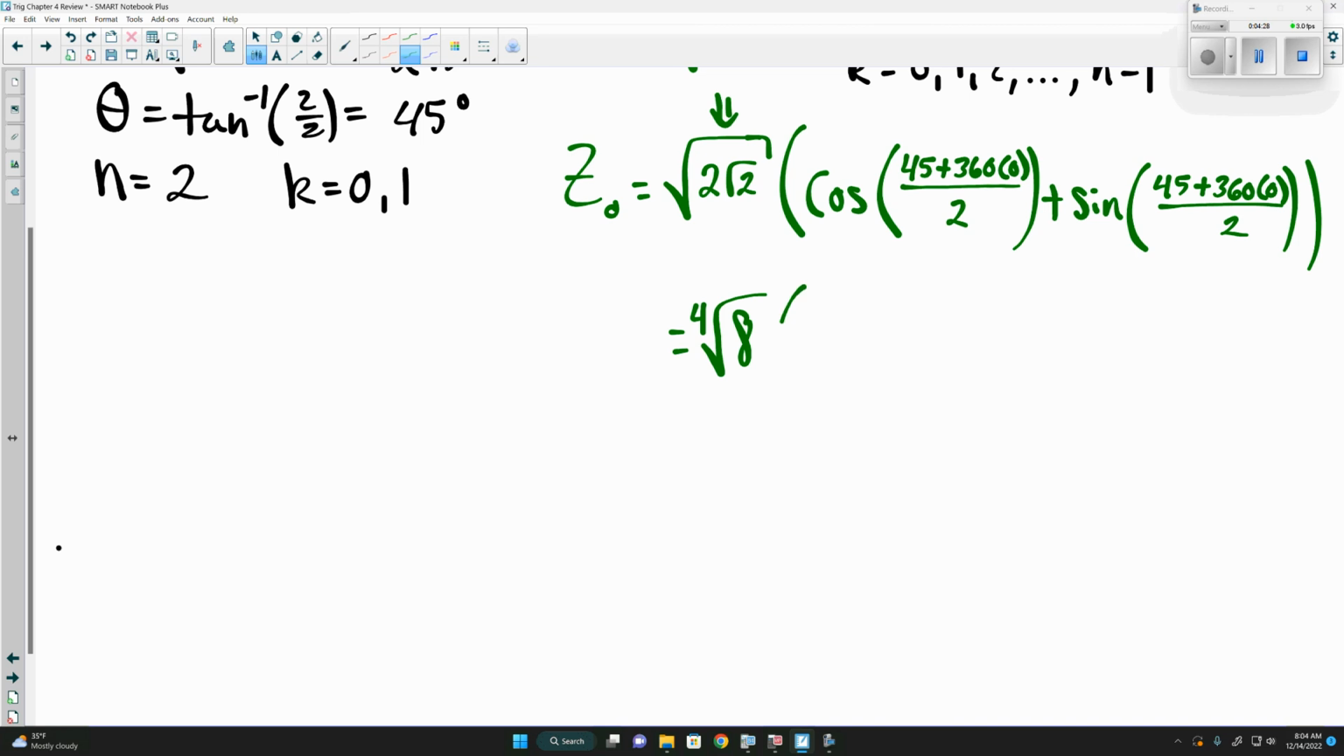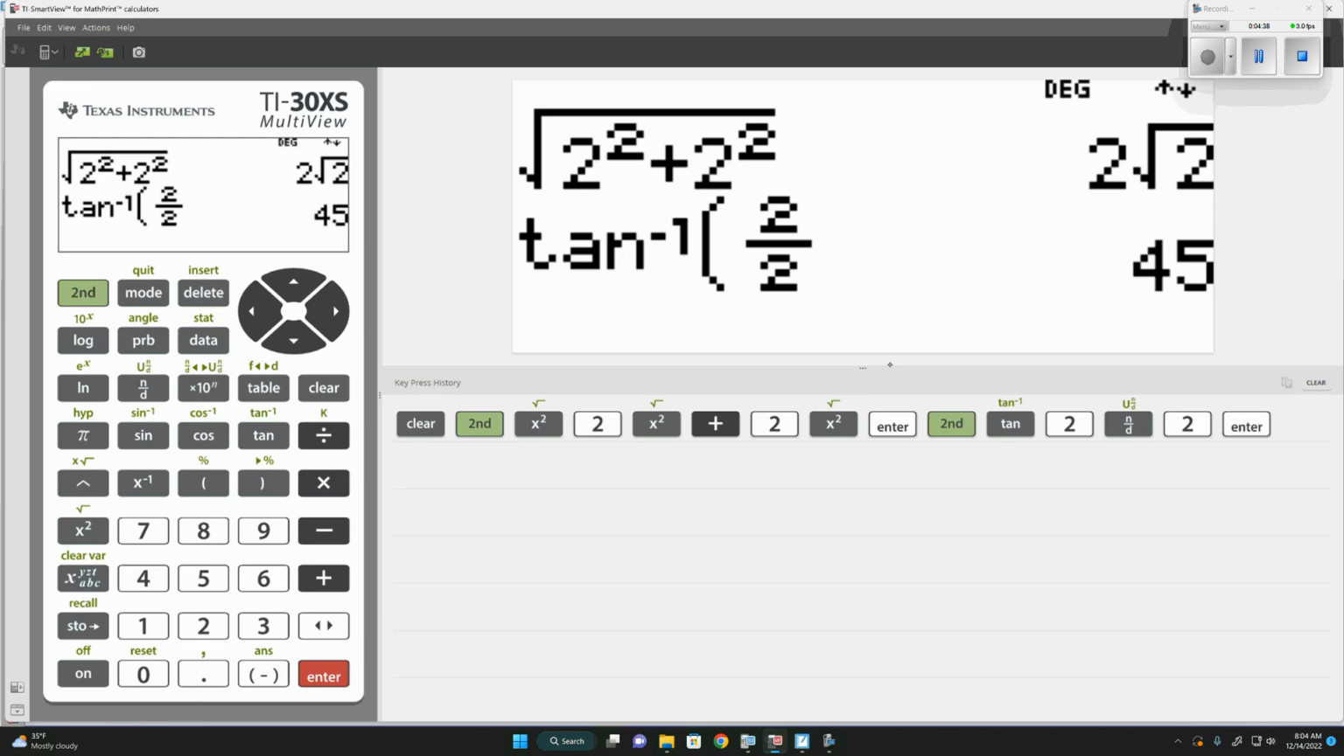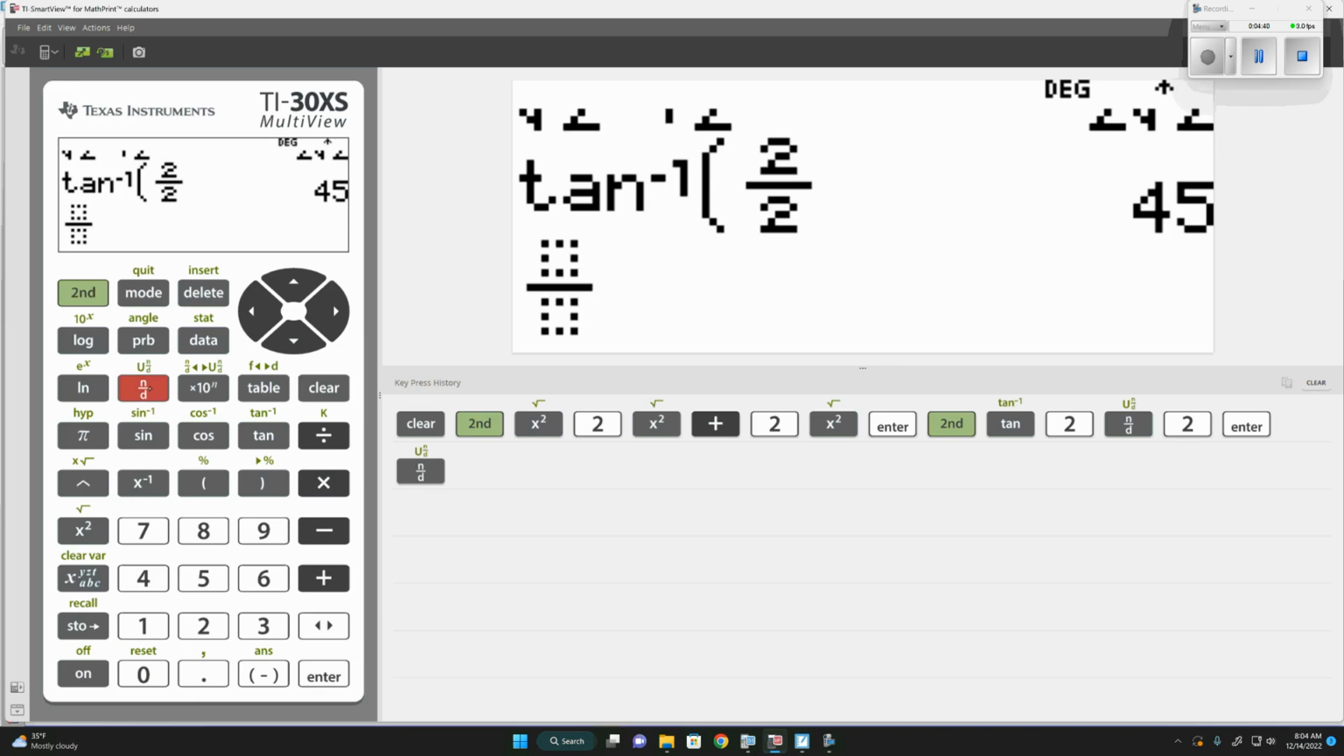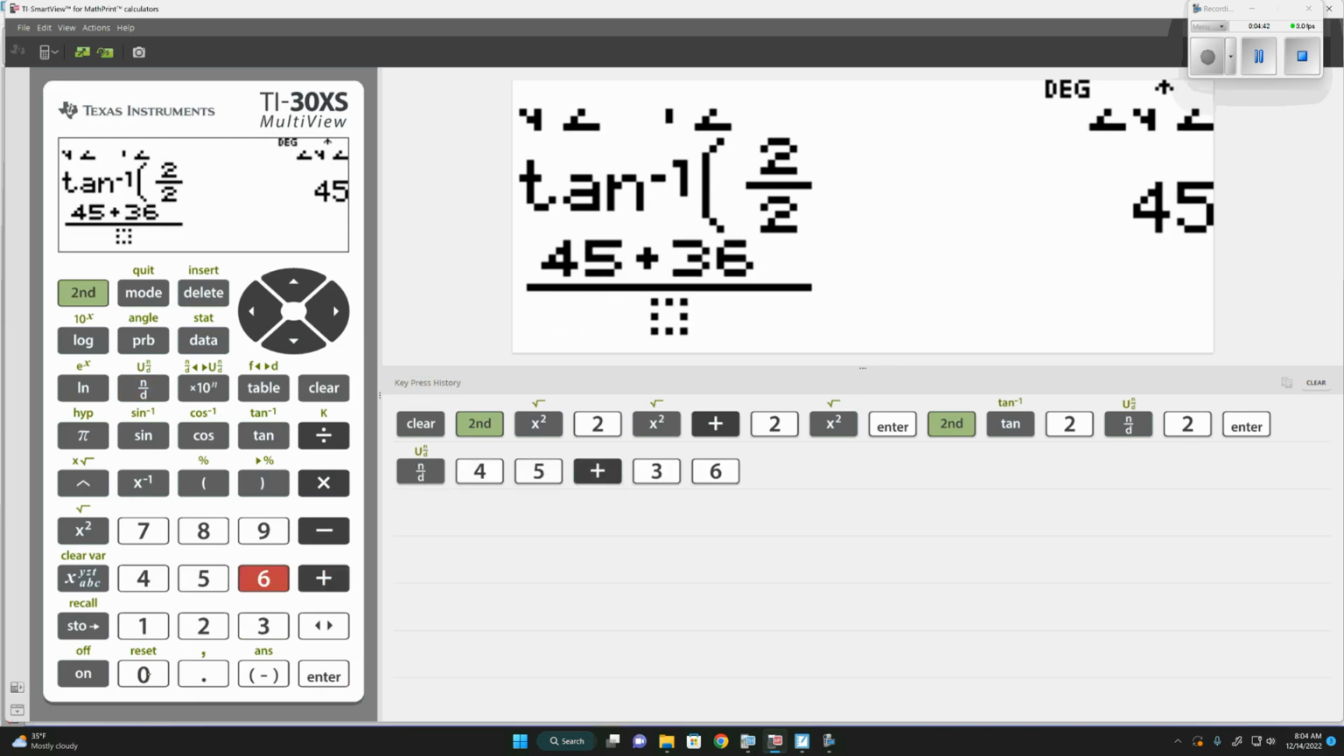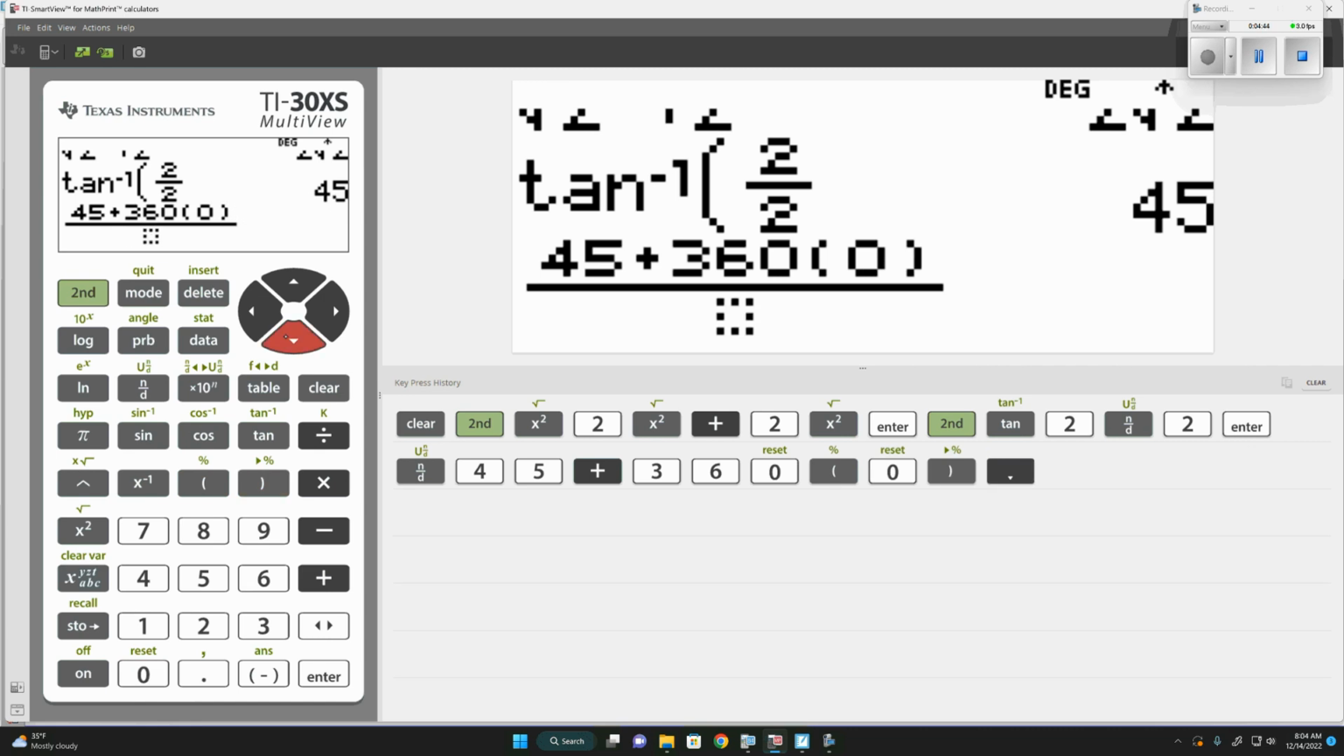Now, the rest of this here is actually not that bad because at this point here, we can plug in 45 plus 360 times 0 over 2. 45 plus 360 times 0 all over 2.